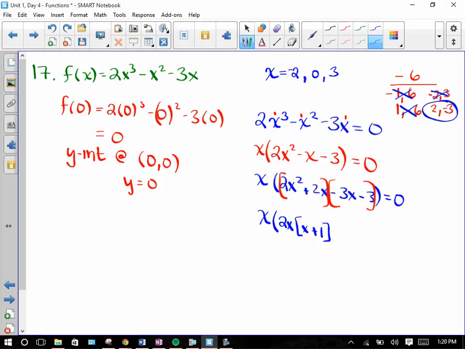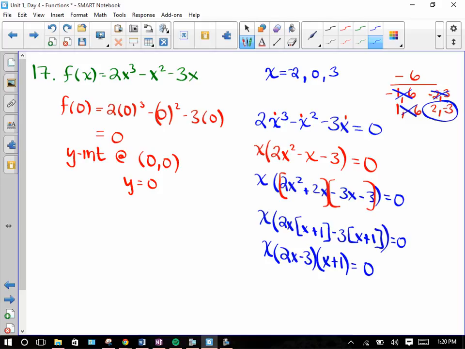Now when I'm factoring here, what do I know is going to be the same about these brackets? They're going to be the same. So what can I factor out of here? What do they both have in them? Negative 3. That's going to be x plus 1. So I now have this as my factored form: x times 2x minus 3 times x plus 1. That is equal to 0.